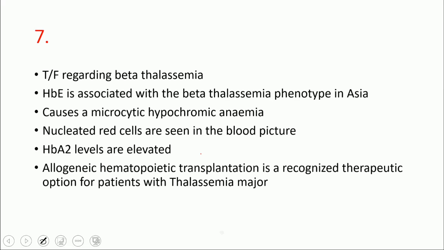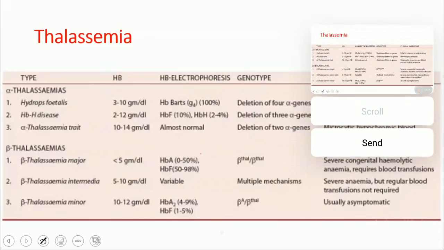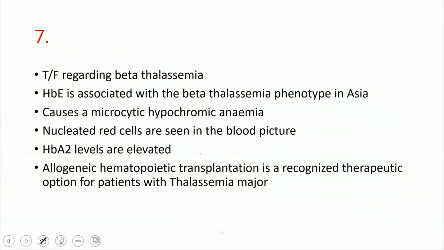Right. The next thing is about thalassemia. Now, I'm not going to go into detail in this because maybe you did it in pediatrics, but I'm sure by now you should be familiar with this sort of table classification. In pediatrics, they would have gone much more in depth into this, which I'm not going to do. So you have alpha thalassemias and beta thalassemias. I'm not going to go into detail into these, but I'll just do the MCQ and I'll answer.